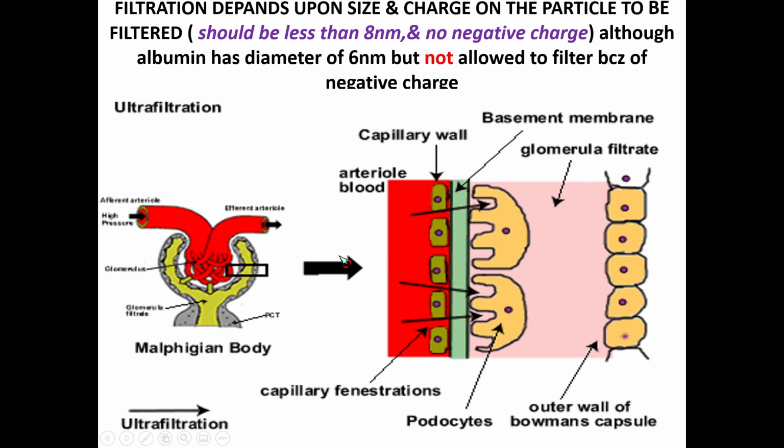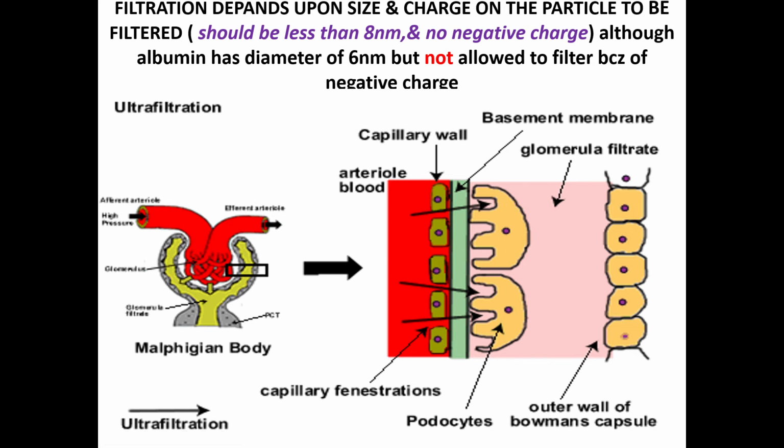So the plasma has to be filtered out from this area. If you can follow my arrow, it is moving down. It's passing between the fenestration. It has to pass the basement membrane, then it has to pass into the slit areas, then it has to pass the podocyte, then it has to enter on this area, and from here it has to move into the blood vessels, oh sorry, into the nephron.